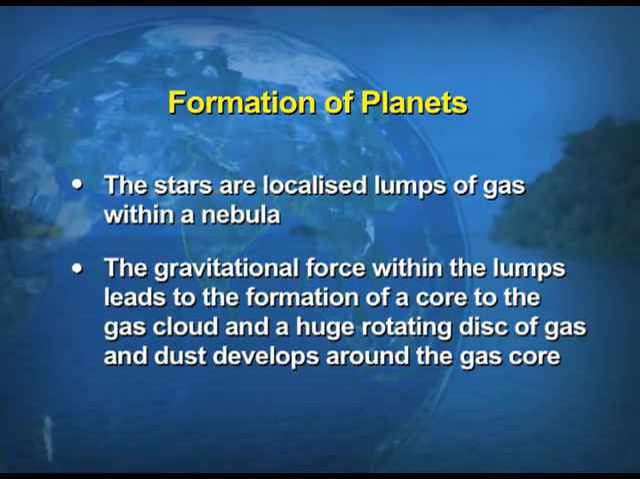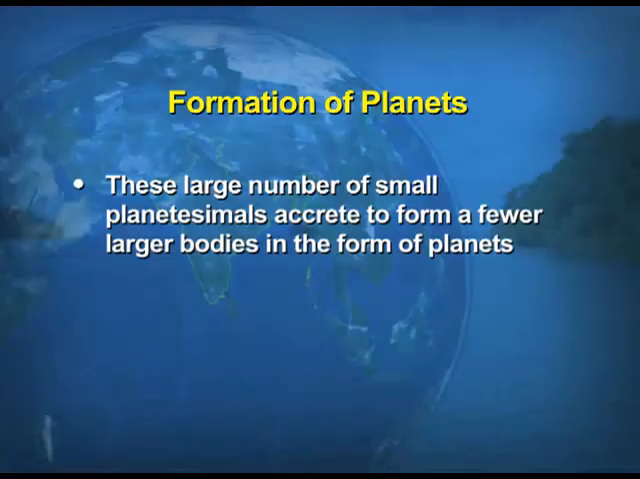In the next stage, the gas cloud starts getting condensed and the matter around the core develops into small rounded objects. These small rounded objects, by the process of cohesion, develop into what are called planetesimals. Larger bodies start forming by collision, and gravitational attraction causes the materials to stick together. In the final stage, a large number of small planetesimals accrete to form a fewer larger bodies in the form of planets.